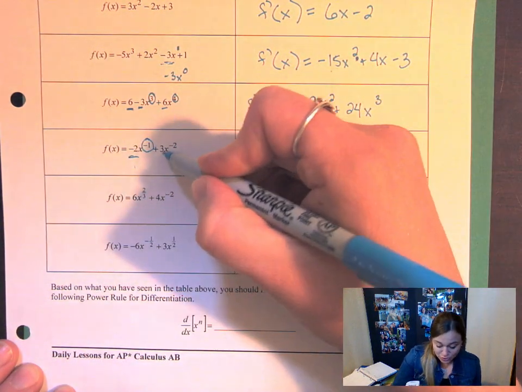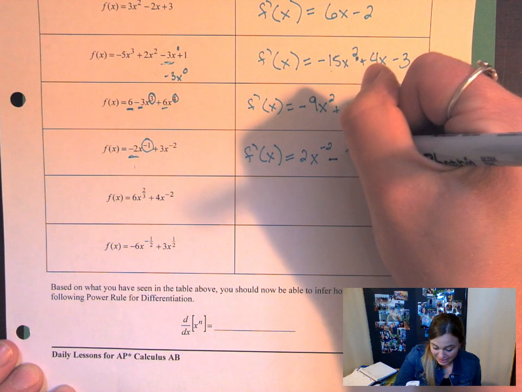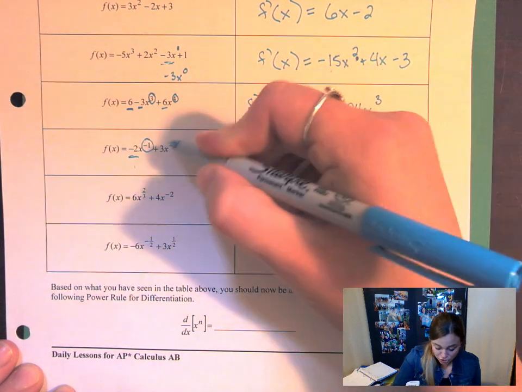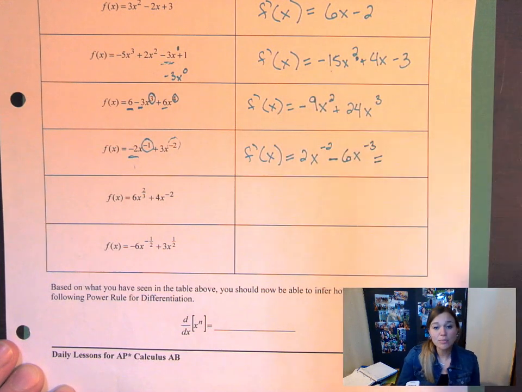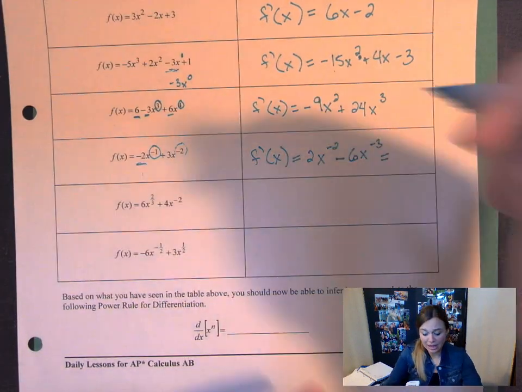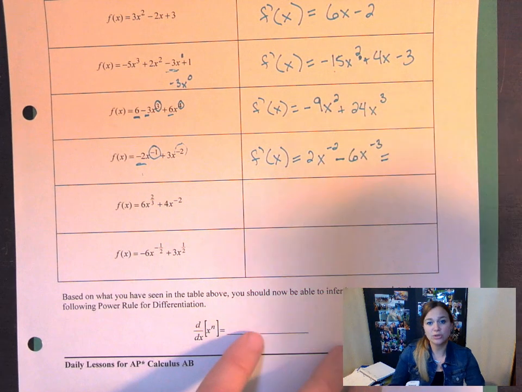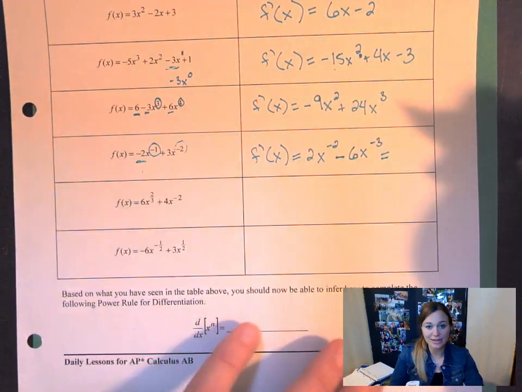Negative 2 times 3, if I jumped ahead, I would have gotten negative 6x. Subtract 1 from this exponent, and I get negative 3. And then what I want you to do is go one step further and immediately rewrite this so that it's not confusing what I do with negative exponents.